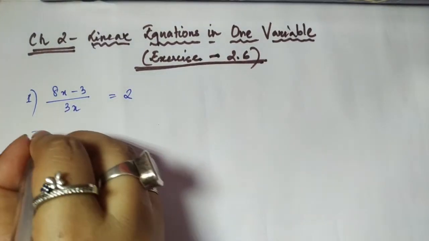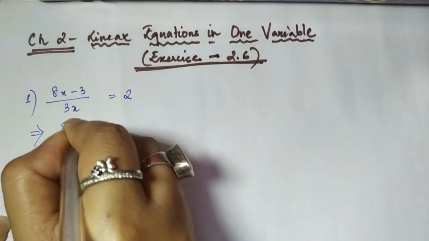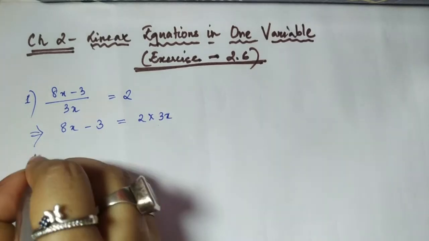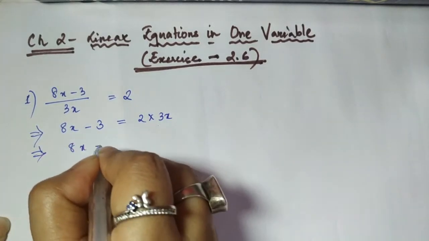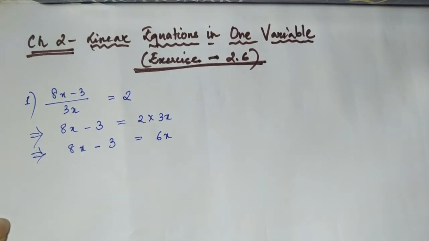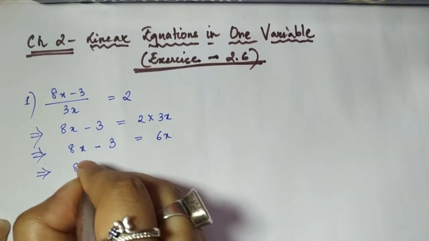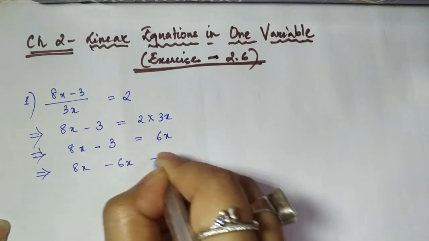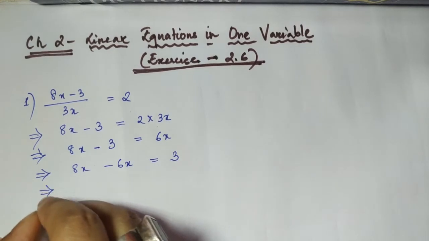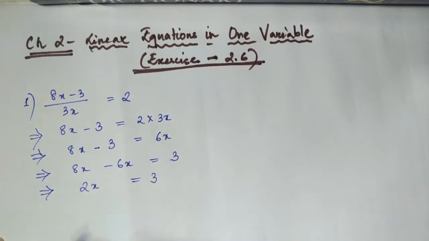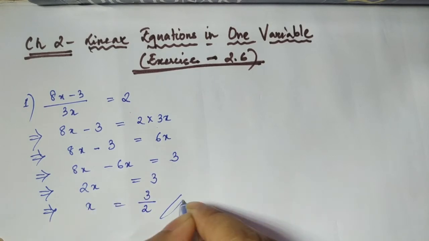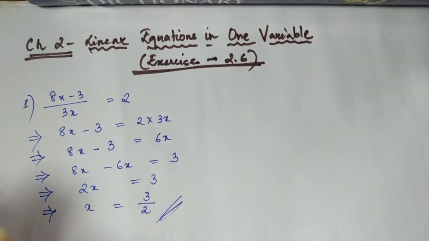So what do we do with this? This is divided. If it goes to the other side, you know it gets multiplied here, right? So 8x minus 3 is equal to 6x, since 2 threes are 6. Here 8x, bring this to the other side and take the 3 to this side. So 8 minus 6 will give you 2x is equal to 3. This implies x is equal to 3 by 2 and you get the solution.